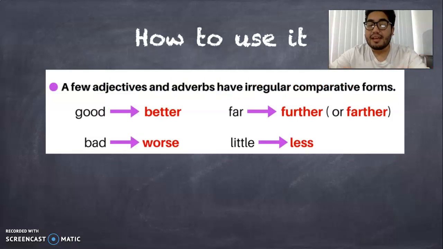But there are some adjectives that we don't add -er or more to. They have an irregular comparative form. For example, good becomes better, bad becomes worse, far becomes farther, and little becomes less. Like, I'm better at baseball than soccer.